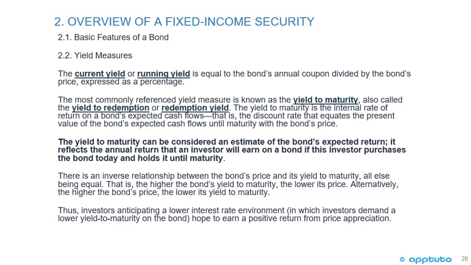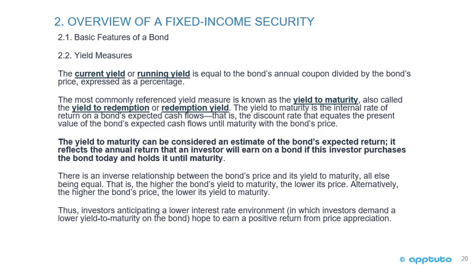That's an inverse relationship. If interest rates go down, a bond's price will go up, all else being equal. That is, the higher the bond's yield to maturity, the lower its price. Alternatively, the higher the bond's price, the lower its yield to maturity. Thus, investors anticipating a lower interest rate environment, in which investors demand a lower yield to maturity on the bond, hope to earn a positive return from price appreciation.